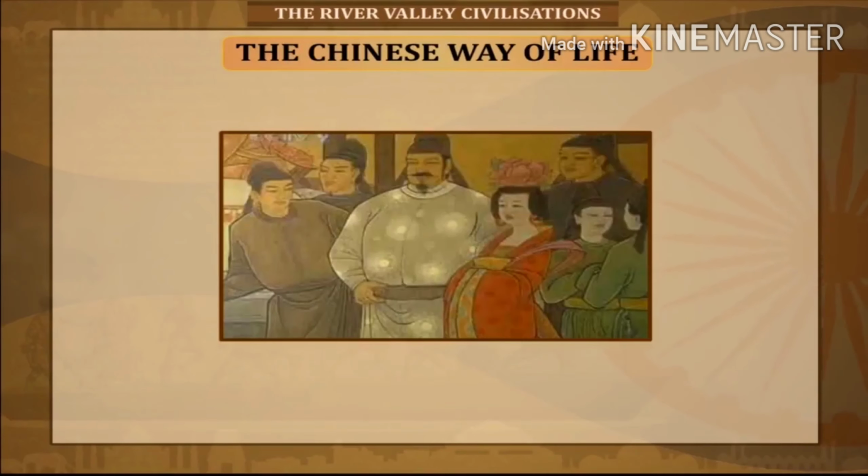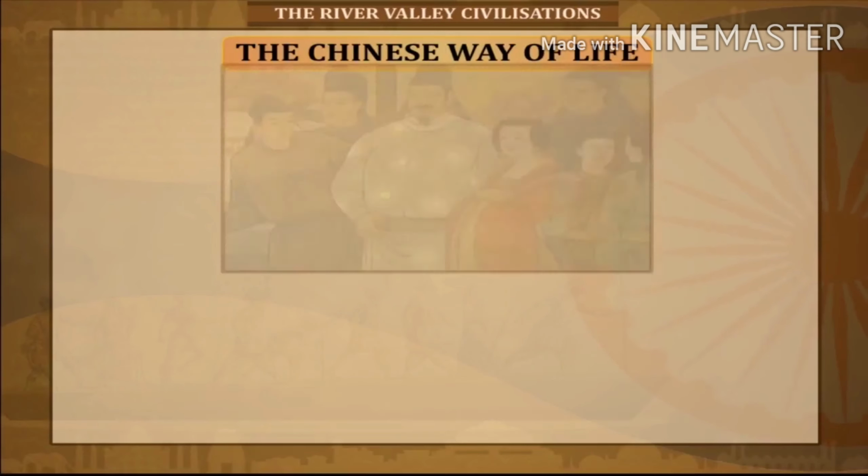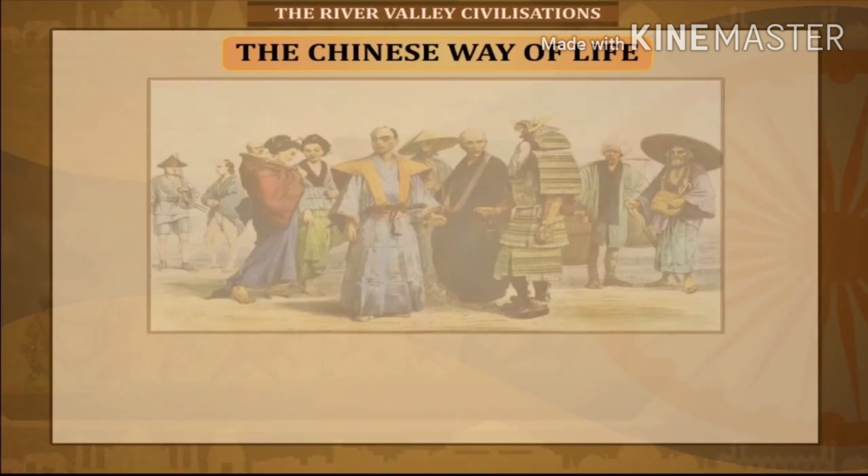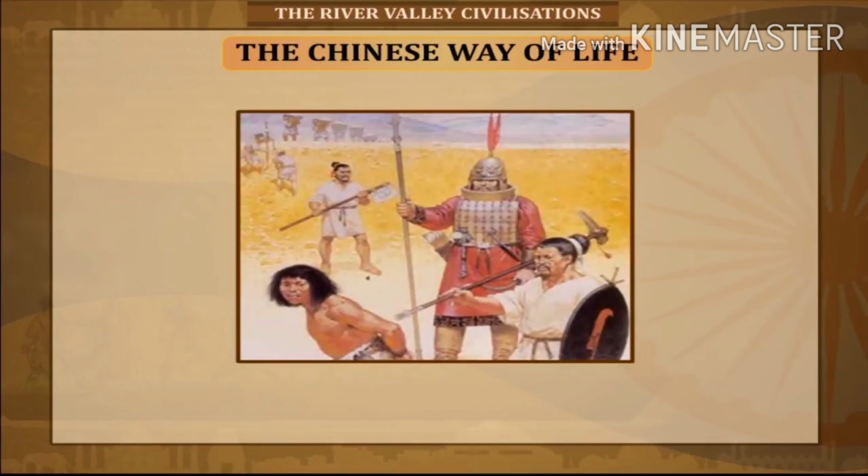Now let's see the Chinese way of life. Students, the Chinese used to wear very thin cotton dresses. And they were manufacturing silk, and silk manufacturing was a prominent industry in China. The Chinese used to make excellent pots and had learned to make various objects from porcelain. And students, it was a custom of the Chinese to worship their ancestors.